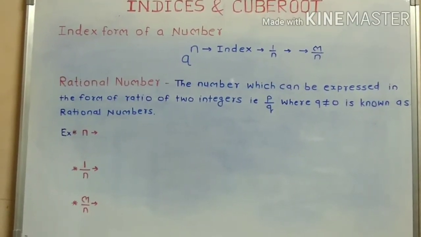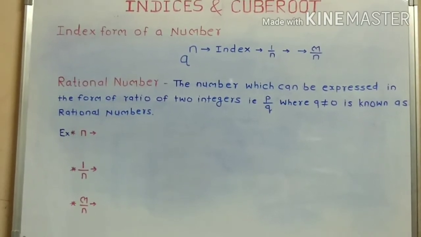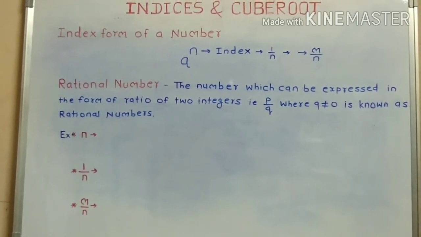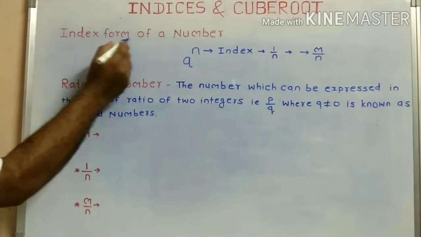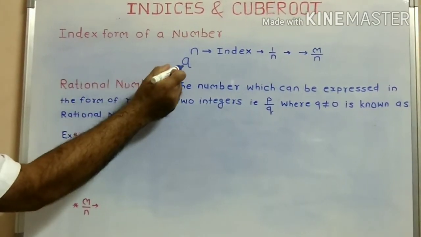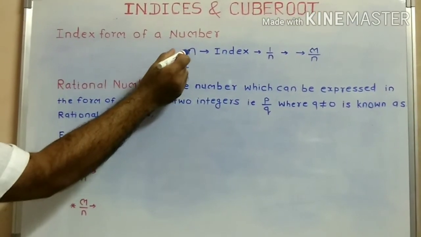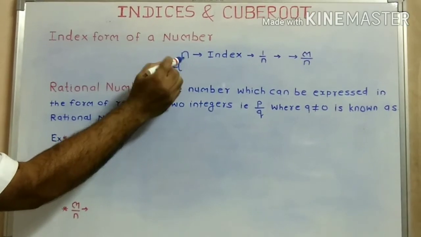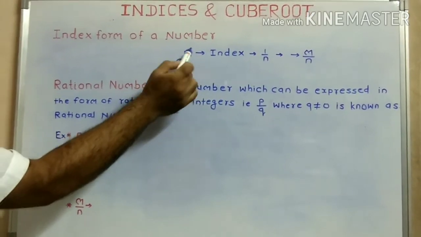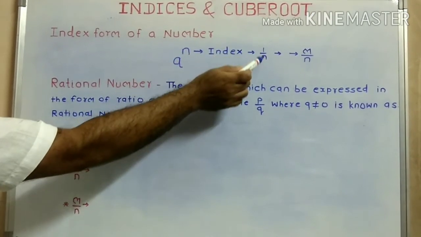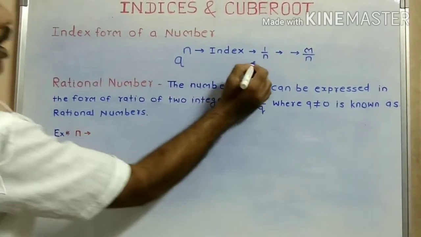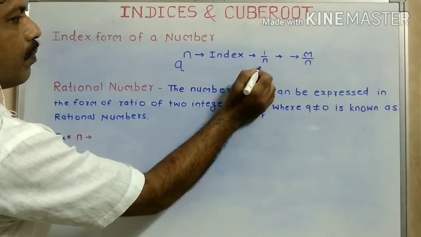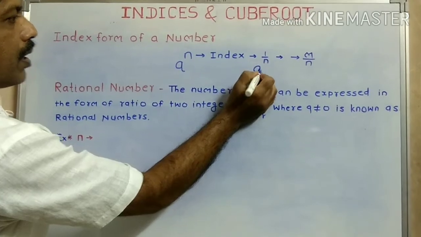Today we are going to learn regarding indices. I have already taught you regarding the index form of a number. How do we write the index form of a number? A to the power n. Now we have to change this index to 1 upon n. Then what will be the index form of a number? It will be a to the power 1 upon n.